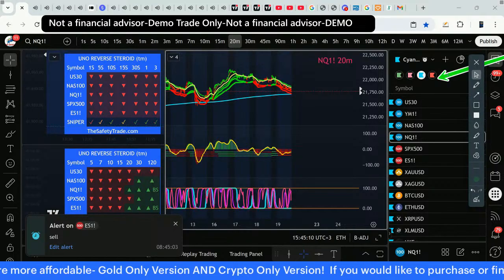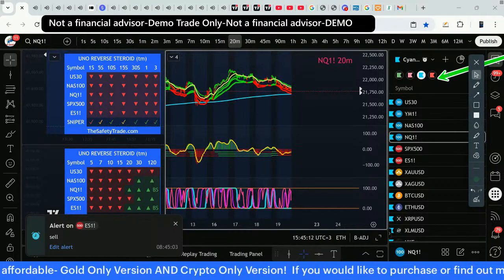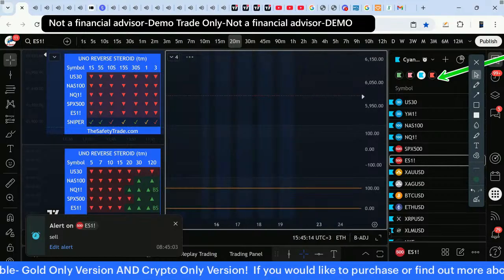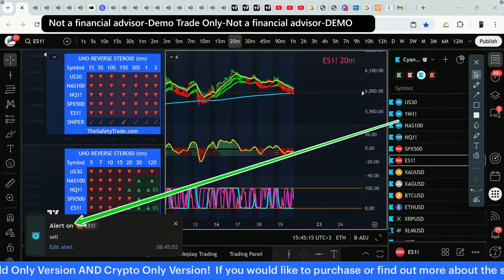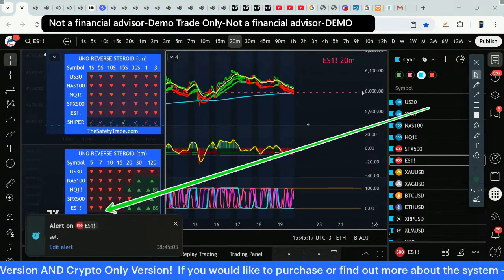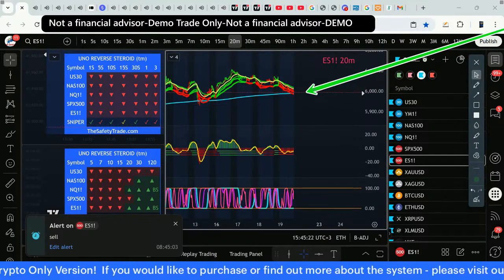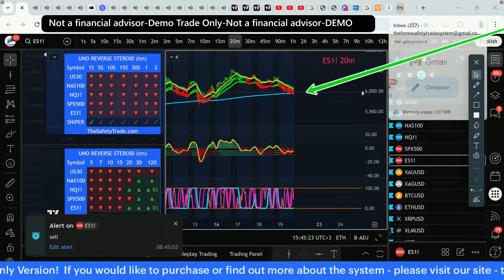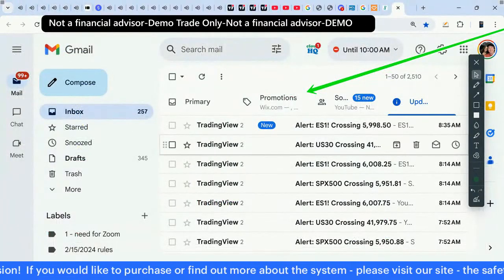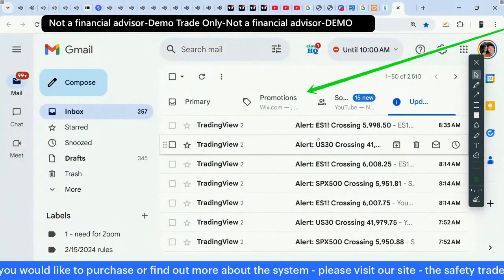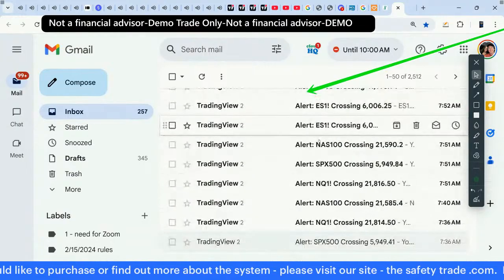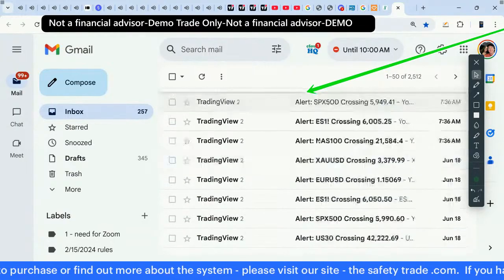Here, ES1 sell. So let's go over to ES1. You can see I actually labeled the sell. Ah, there it is. Ding, ding, ding, ding. Grab it towards the 3-minute blue line as I told. Hey, let's see how many of these alerts we have now. There. All these are correct alerts.